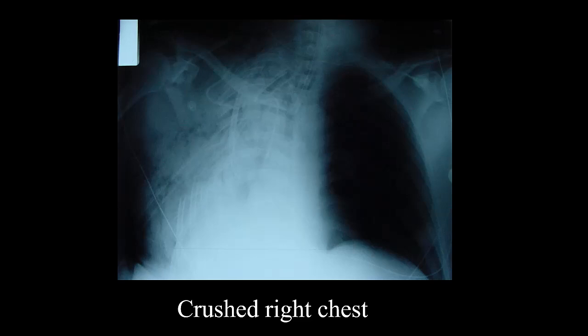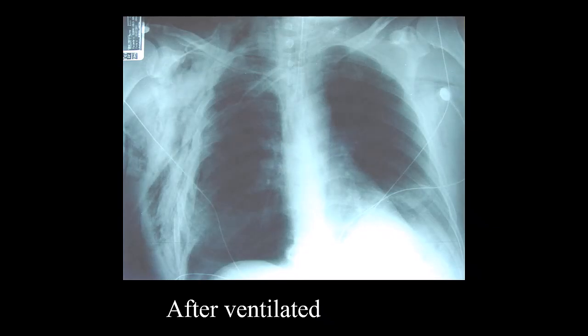Here we see a crushed right chest. Notice there is no air or very little air in the right lung area, but we do have a lot of air that has gone into the soft tissue, or subcutaneous air. Notice the chest tube has been put in, and what happens after we put the chest tube in? Ventilate that area. Notice now that that area that was totally devoid of any air is full of air. We've reinflated that lung.